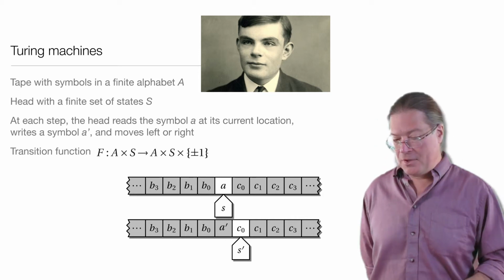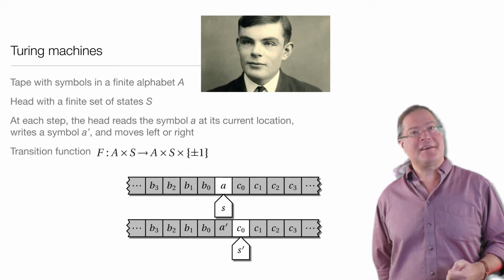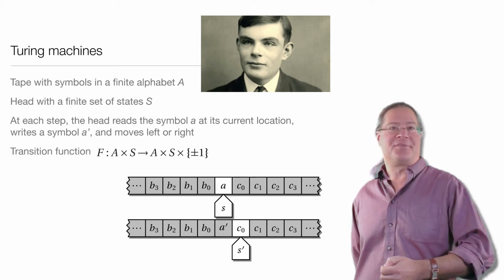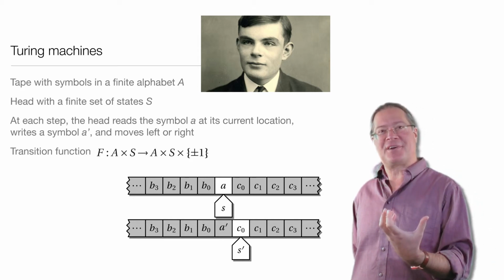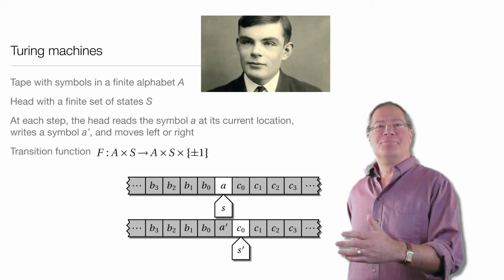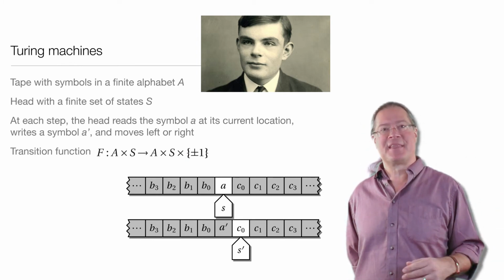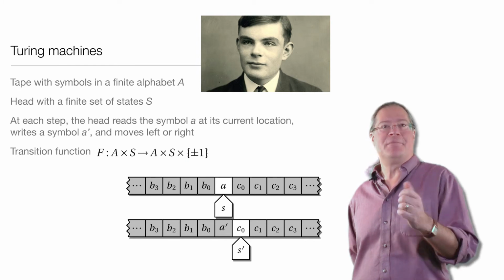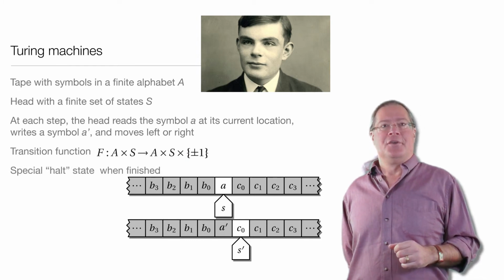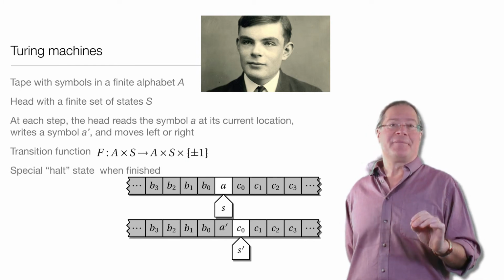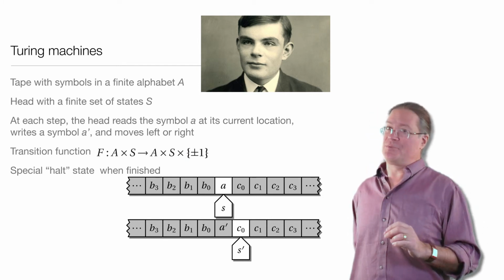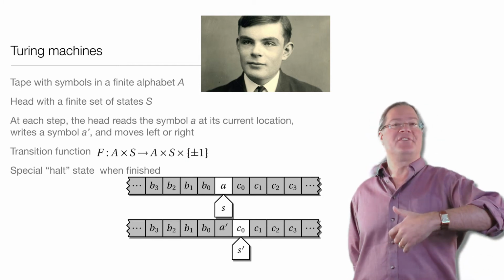All right. So, you can think of this almost as a simple electric device which is moving back and forth on some magnetic tape or something. It looks like something that you could really build. So we're going to add one more thing. There's going to be a special state, which we'll call halt, when the machine is done.